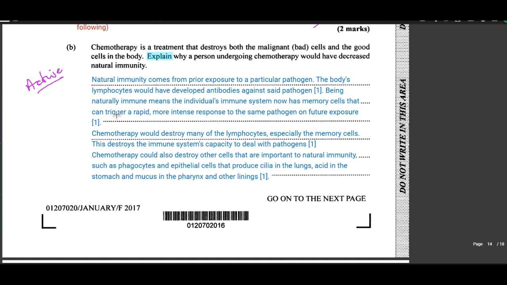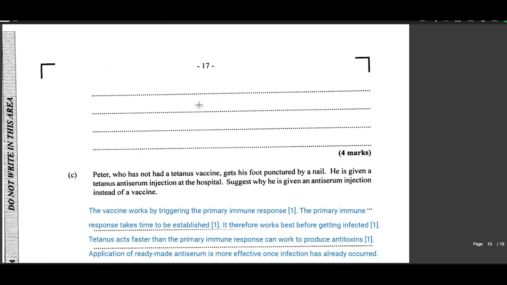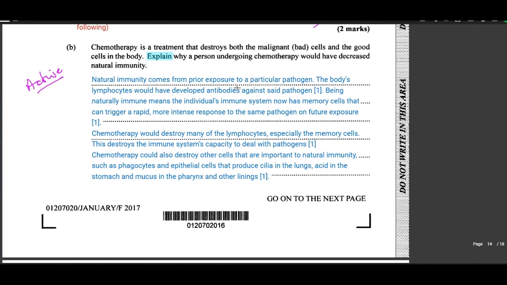Okay. And then we state that lymphocytes would have developed antibodies, right? So we don't want to go into a long tirade about what immunity is. We just want to give a short summary of what is required. So, prior exposure, you have antibodies developed against the said pathogen. And what does being naturally immune mean? It means that your system now has memory cells that can trigger a more rapid, more intense response to the same pathogen on future exposure. So that's what being naturally immune is, right?